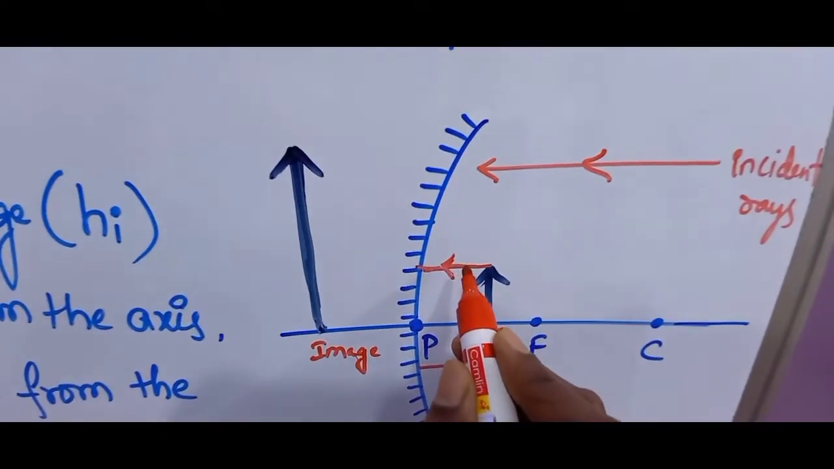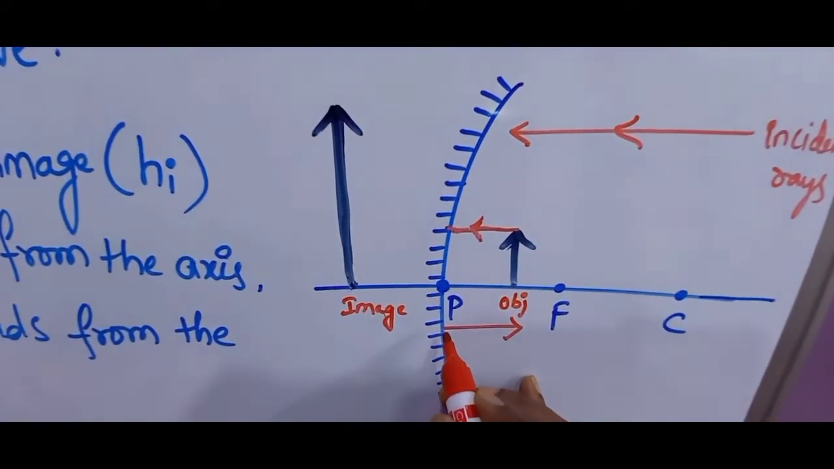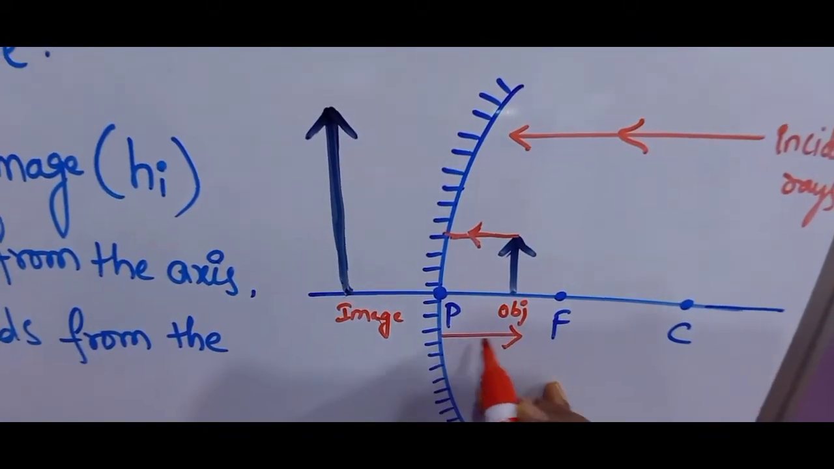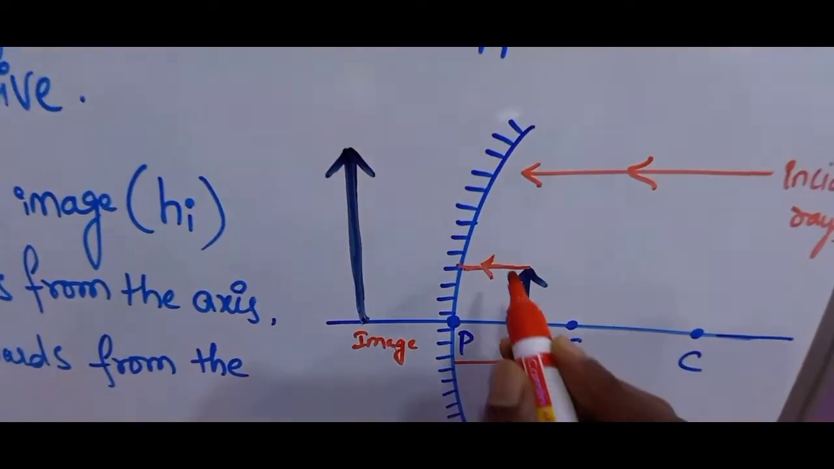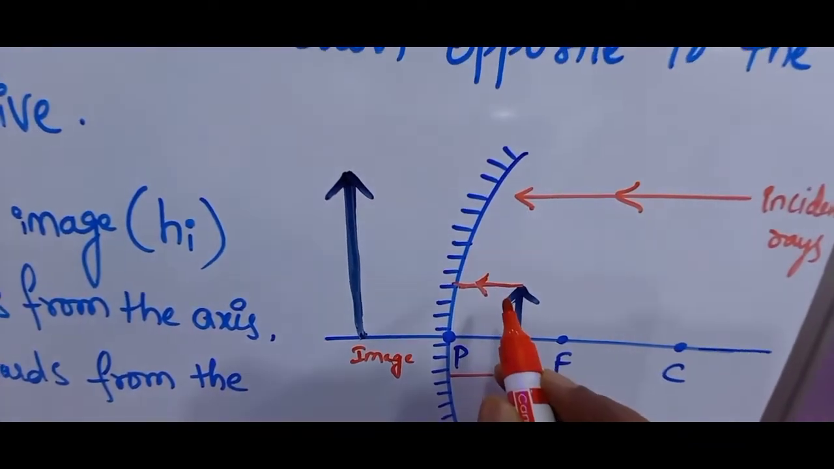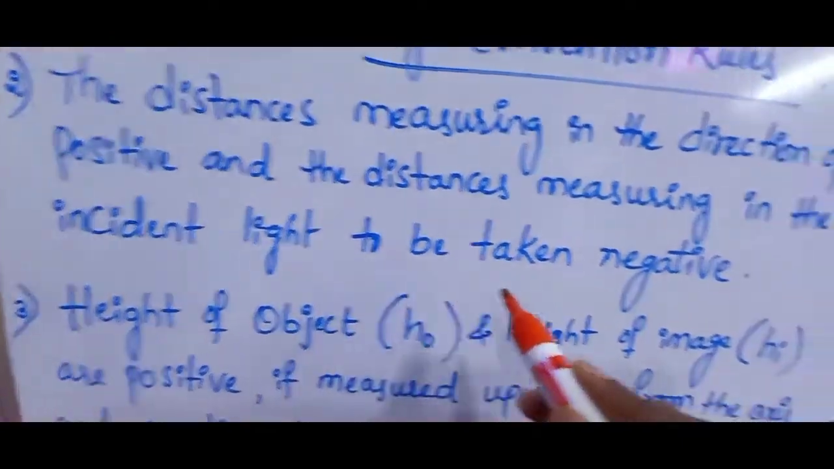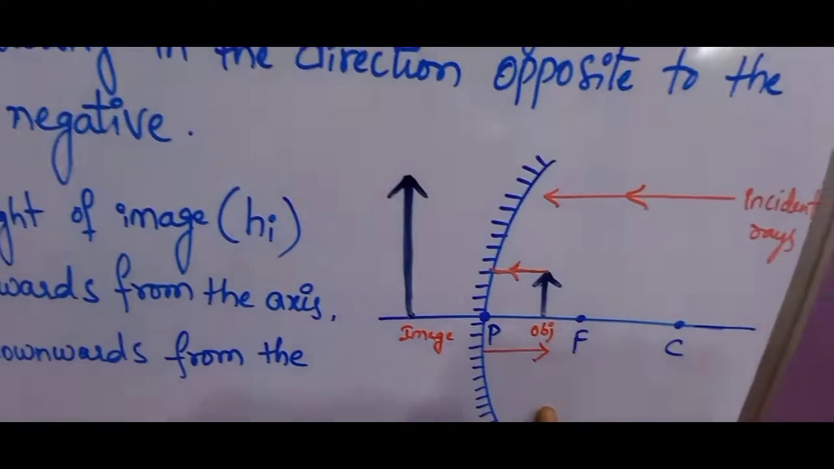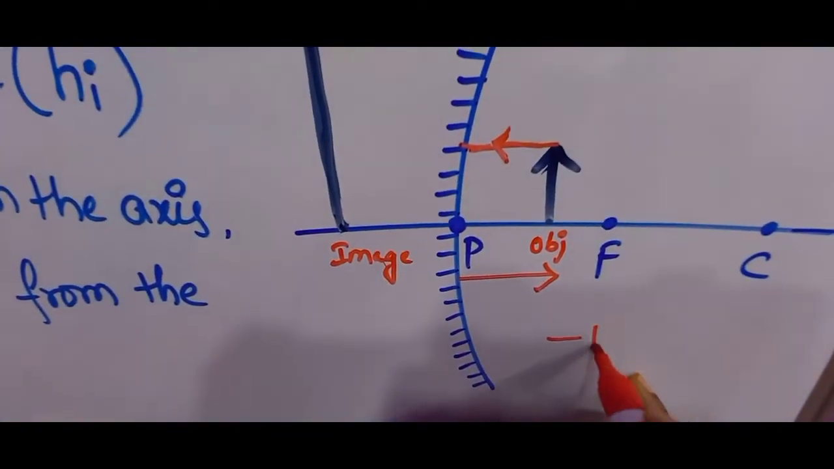This incident light ray direction is towards the left, and the direction of measuring the object distance is towards the right. The direction in which we are measuring the object distance is opposite to the direction of the incident light ray. So, as per the rule, the distance measured in the direction opposite to the incident light is to be taken as negative. In this case, the object distance should be taken as a negative quantity.